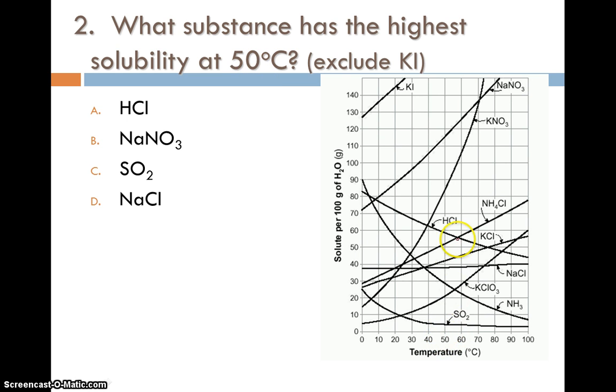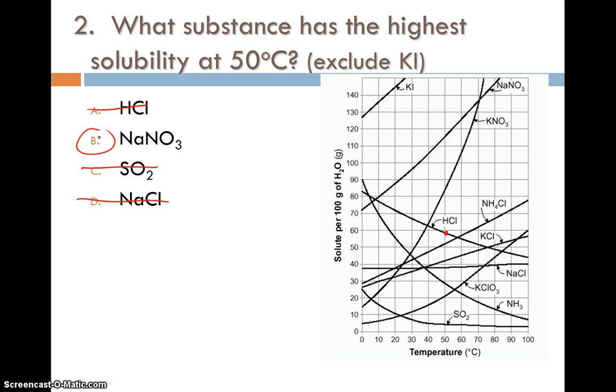My HCl is right here. So now we're going to compare everything else to that. If I look at NaNO3, my NaNO3 is way up here, so I know it can't be my HCl. My SO2 is way down here, so I know it can't be that. And my NaCl is right here, so it can't be that. So I know my answer is B, NaNO3.